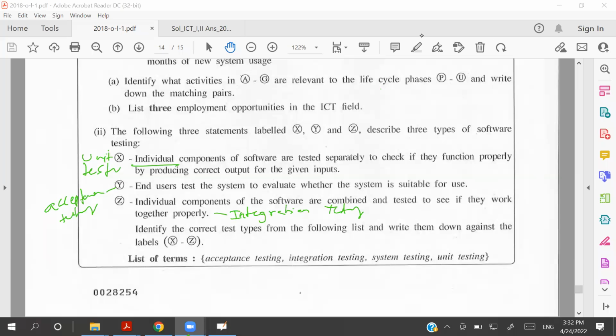So meanwhile, I'm moving to the 2019 paper. Let me clear the annotations.